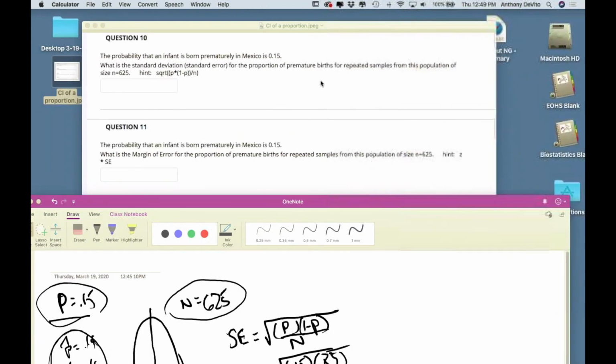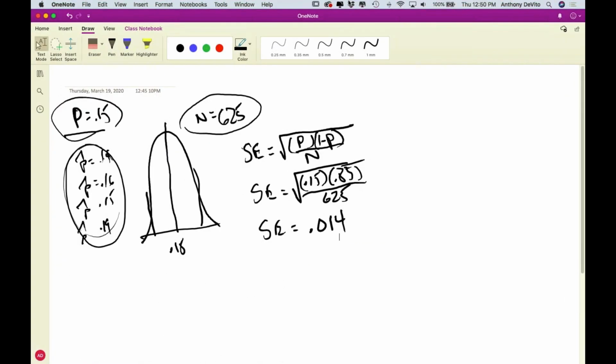Okay, let's take a look at the next problem. The probability that an infant is born in Mexico prematurely is 0.15. What is the margin of error for the proportion of premature births for repeated samples of 625? You got a little hint there that that's equal to the z-score times the standard error. You probably remember that from when we just reviewed that a second ago. So what is our margin of error? Our margin of error is equal to whatever the z or t score is. If it's a really small sample, we would use a t-value, the t-table.